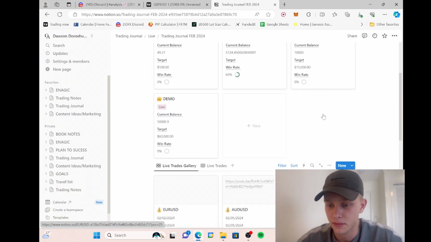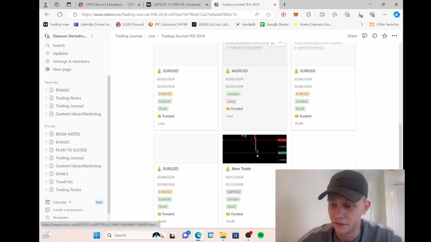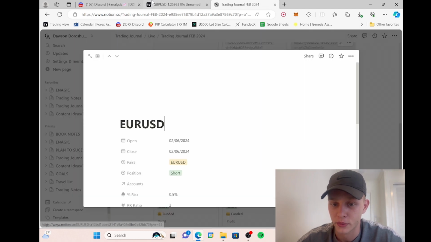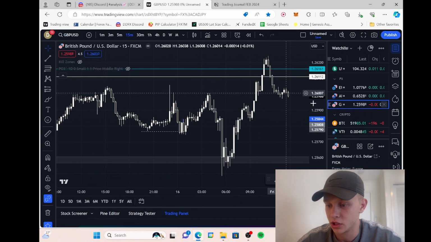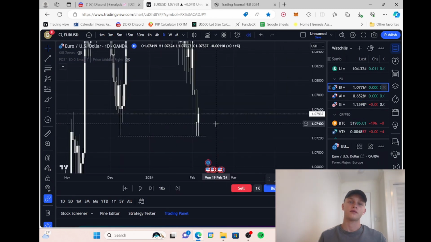All right, guys, so I'm in my trading journal right now for February, and we're going to go to February 6th here on the charts. Let's go to Euro USD. Mainly what I'm looking for is, where is price going based on the drawn liquidity? What has been swept out? What hasn't been taken out? What is most likely to be taken out, or what is most likely to be respected?